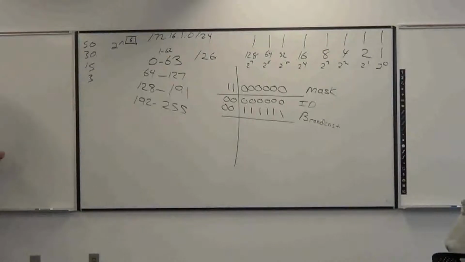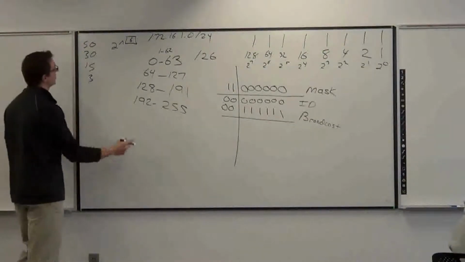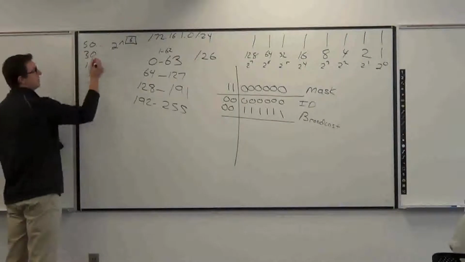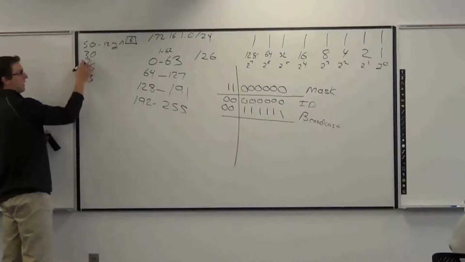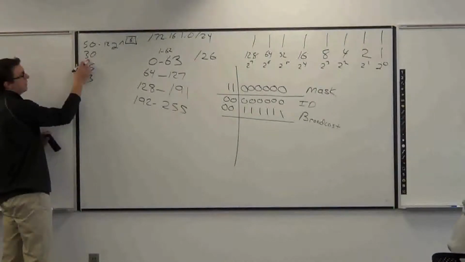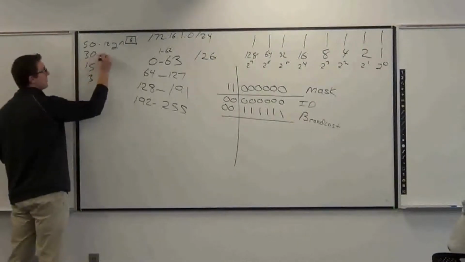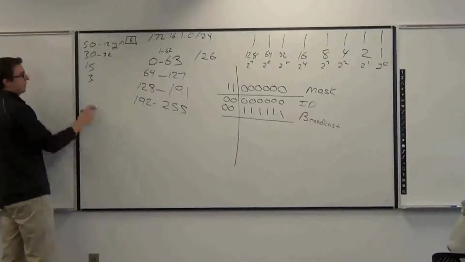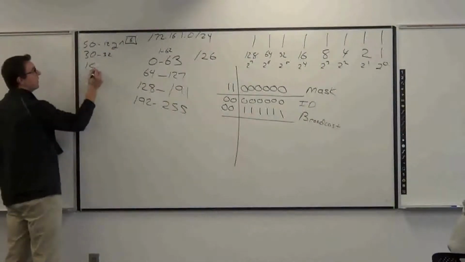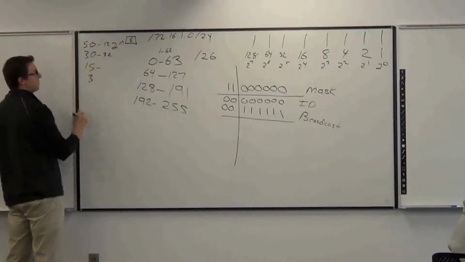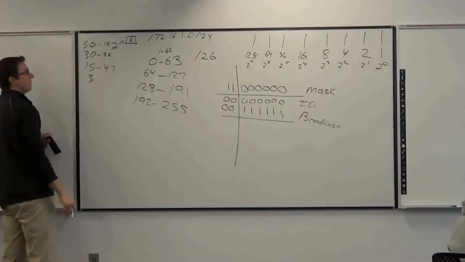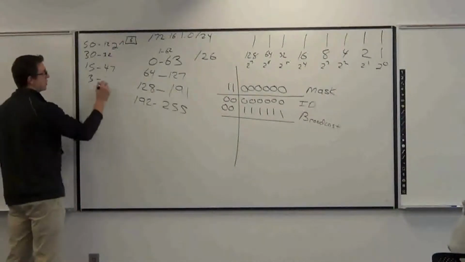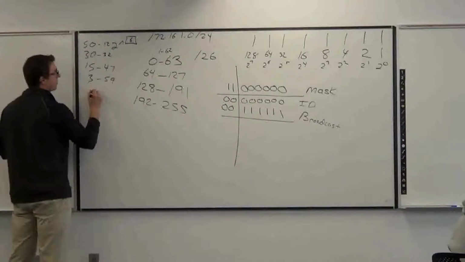Good there? So if I have 62 possible hosts, and in this one I need 50, I'm wasting 12 addresses, right? And if I have 62 possible hosts, and in this network I need 30, I'm wasting 32. And in this network, if I need 15, and I have 62 possible, then I'm wasting 47. And in this network, if I need 3 and I have 62 possible, I'm wasting 59 addresses.